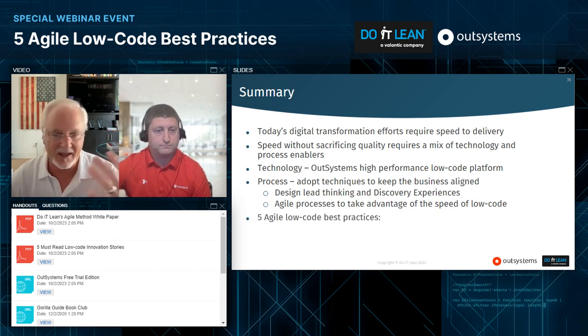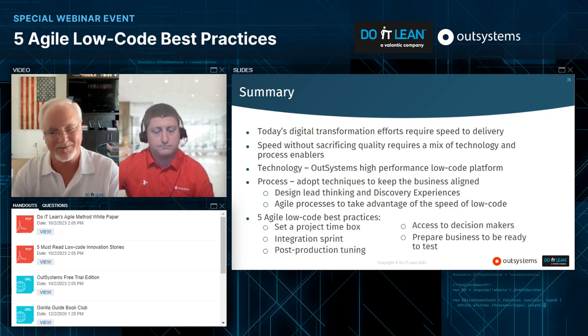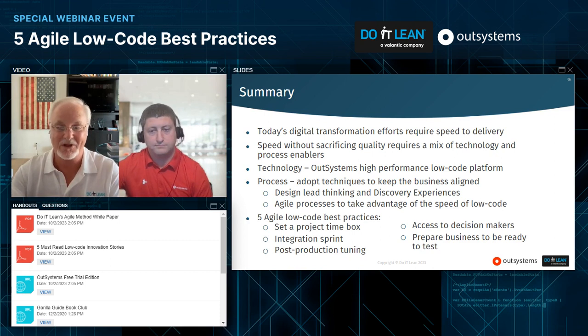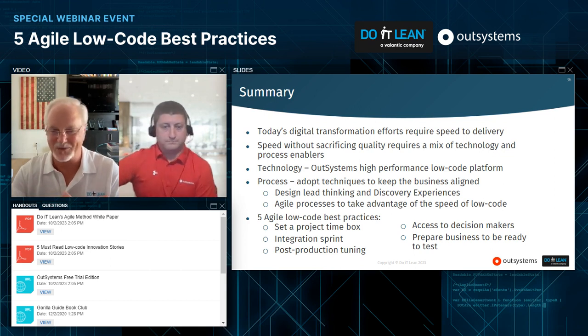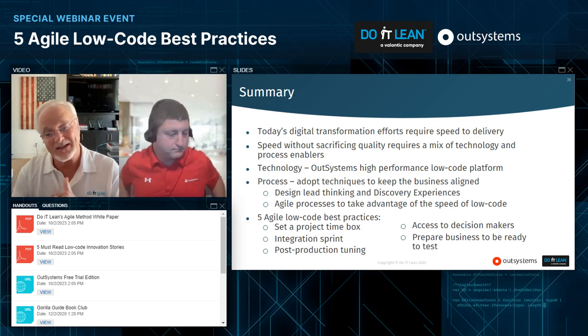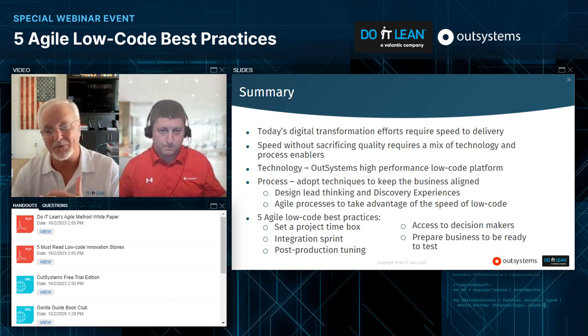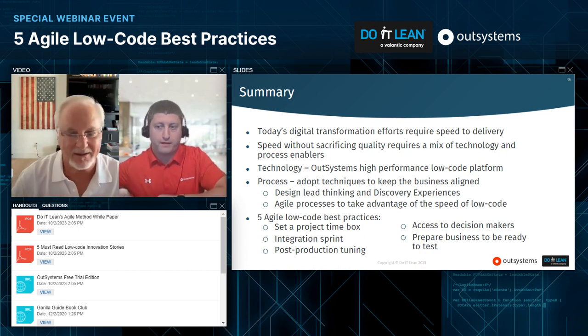So with that said, we shared 5 agile low code best practices. Set a project time box. Make sure if you need an integration sprint, you plan for it. Take advantage of the consistency of OutSystems and the speed to deploy so you can do post-production tuning. As I said, multiple releases per day. I know that can scare people, but it's a reality. All of our customers do it. And then make sure you have access to your decision makers. Got to have decisions turned around very, very quickly, and prepare the business to be ready to test.